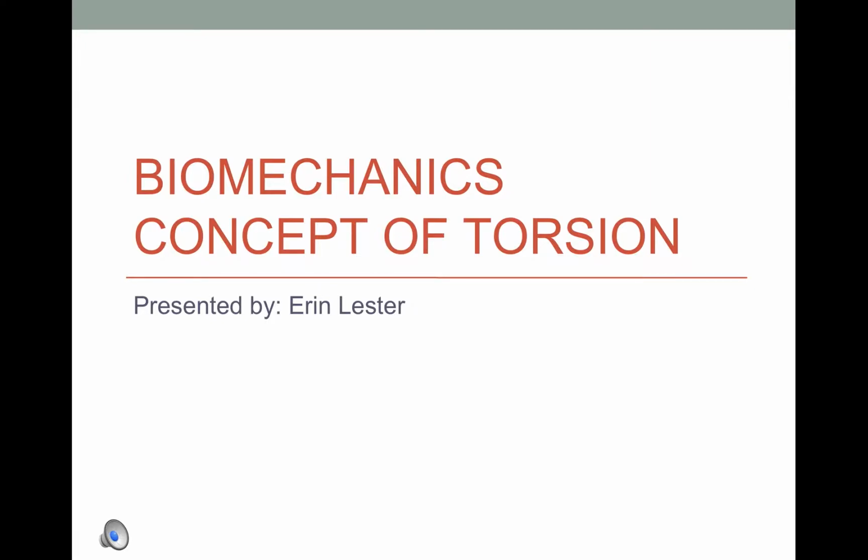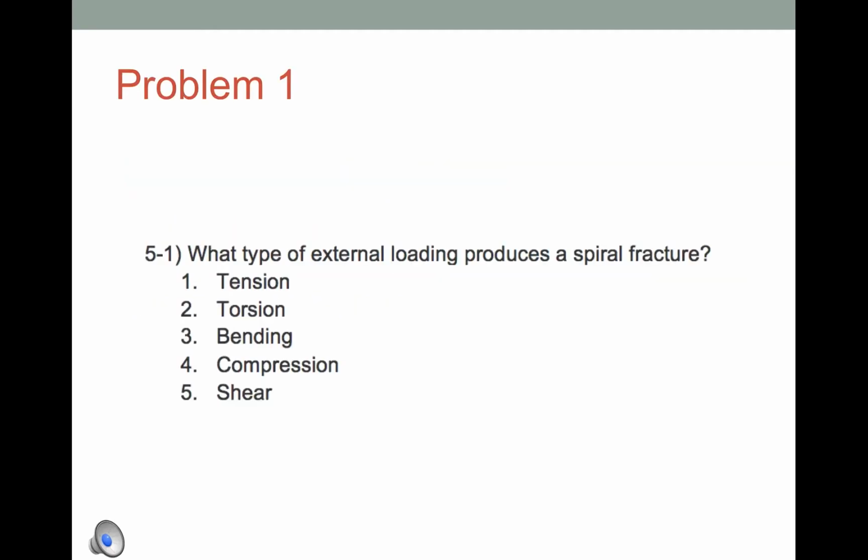This module will discuss the biomechanics concept of torsion. Problem 1 asks, what type of external loading produces a spiral fracture? As you can probably guess, the correct answer is torsion.